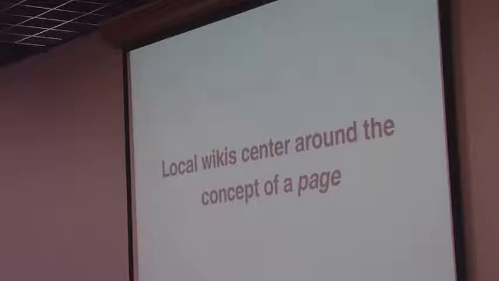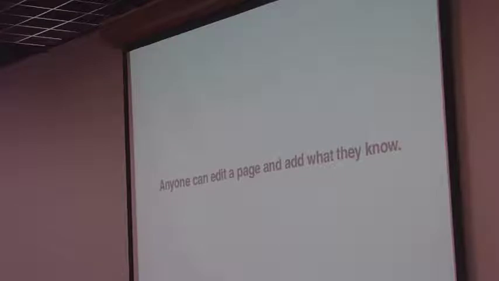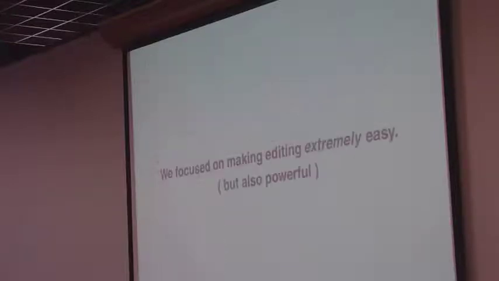Local wiki centers around the idea of a page, and a page can be about anything. So here's a page on trianglewiki.org about the Raleigh City Council. Basically any noun in your community could have a page. And anyone can edit any of these pages and add what they know. You just press this edit button up at the top, and then you can just start typing whatever you want into this editor. We focused on making this process very easy to use. The editing process is the easiest of any of the open source software projects that are out there.